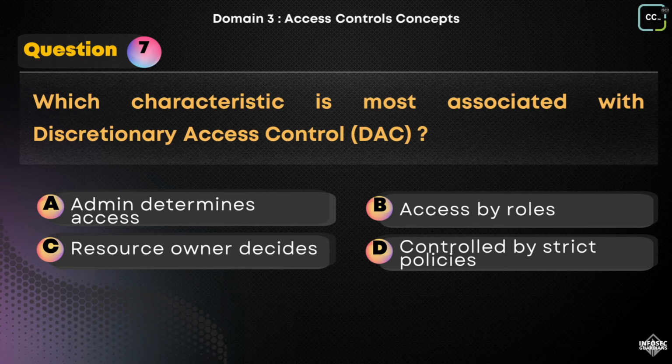To conclude, option C, resource owner decides, is the correct answer, because discretionary access control, or DAC, is characterized by the ability of the resource owner to determine who has access to their resources, granting them the authority to make access decisions. This distinguishes DAC from other access control models like RBAC and MAC. Let us now move on to our next question.